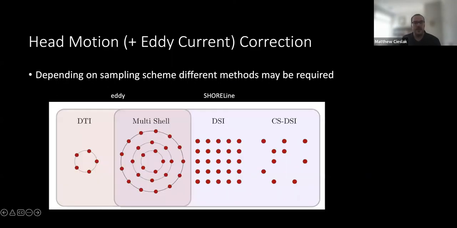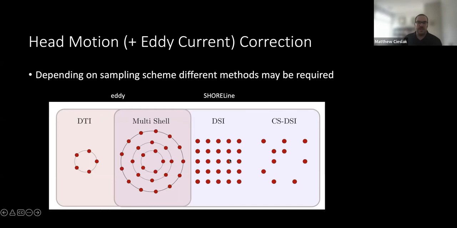crazy's happened. The next portion of the pipeline is head motion correction, and additionally eddy current correction, depending on which version of the pipeline you use. And which version of the pipeline you use depends on which sampling scheme you have. If you have a single shell DTI style scan, or a multi-shell scan, then you can use FSL's eddy, which will do head motion correction and eddy current correction. If you have a multi-shell Cartesian grid diffusion spectrum imaging style acquisition, or a compressed sensing DSI with a random acquisition, then you can use our SHORELine method for motion correcting these.